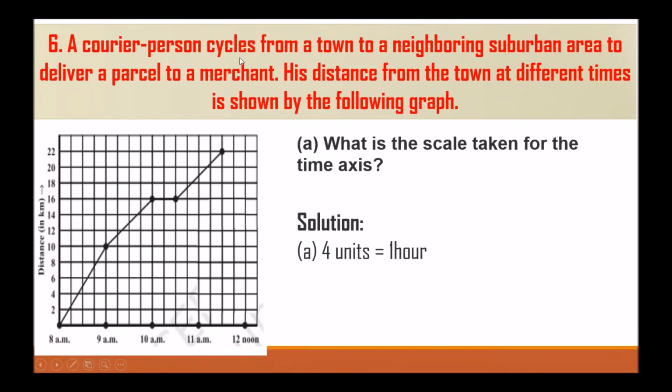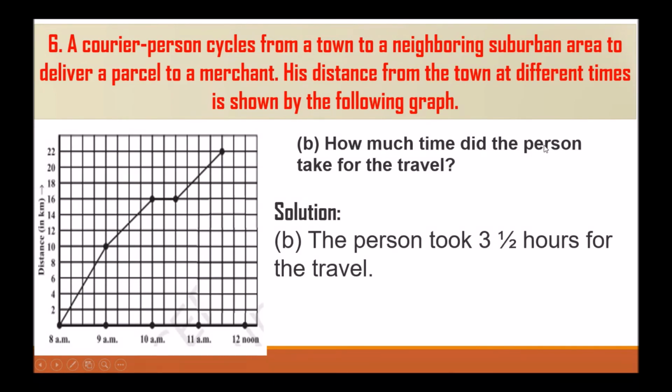Sixth question. A courier person cycles from a town to a neighboring suburban area to deliver a parcel to a merchant. His distance from the town at different times is shown by the following graph. What is the scale taken for the time axis? It is 4 unit equals to 1 hour.